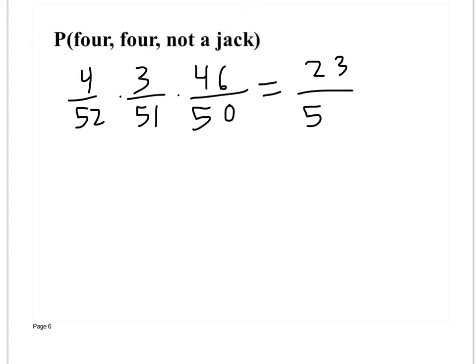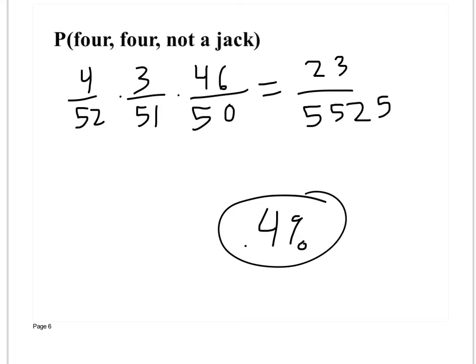23 over 5,525. That's what it reduces to. Which comes out to 0.4% chance. The odds of drawing a 4, and not a jack are a less than 1% chance. Any questions?